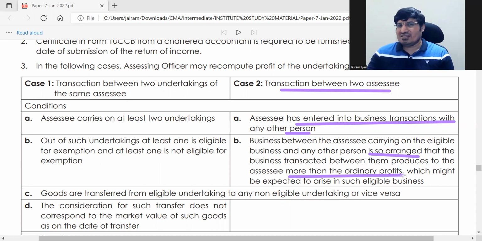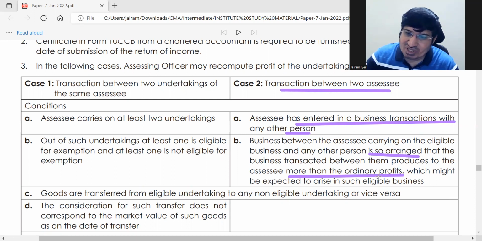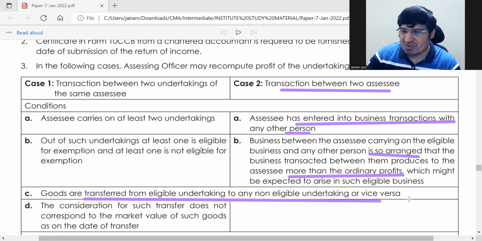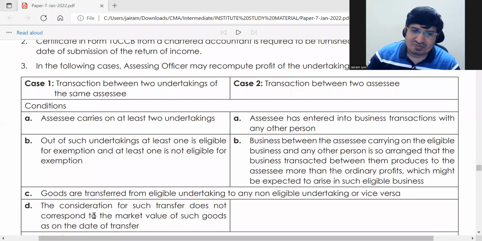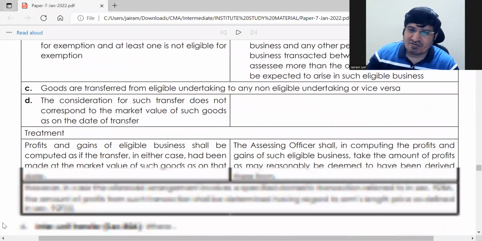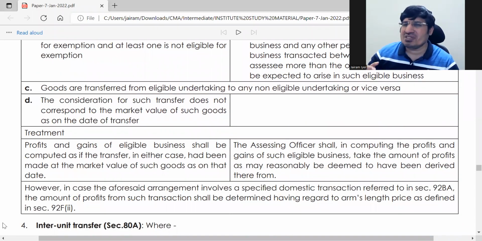ठीक है, correct. So because if one is getting more than ordinary profit, the other will get that much less profit, correct? So this is similar to the first one. The arrangement is such that the SSE is getting more than ordinary profits and goods are transferred from eligible to non-eligible undertaking or vice versa. That means there is flow of money between them. Money means flow of value kind of.